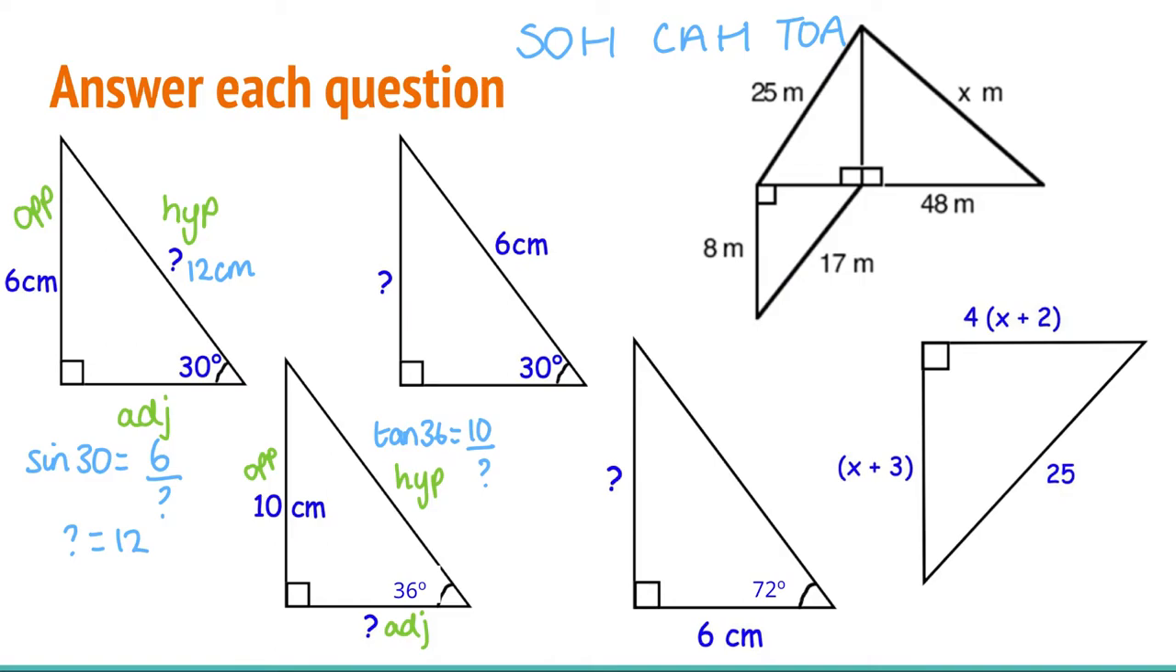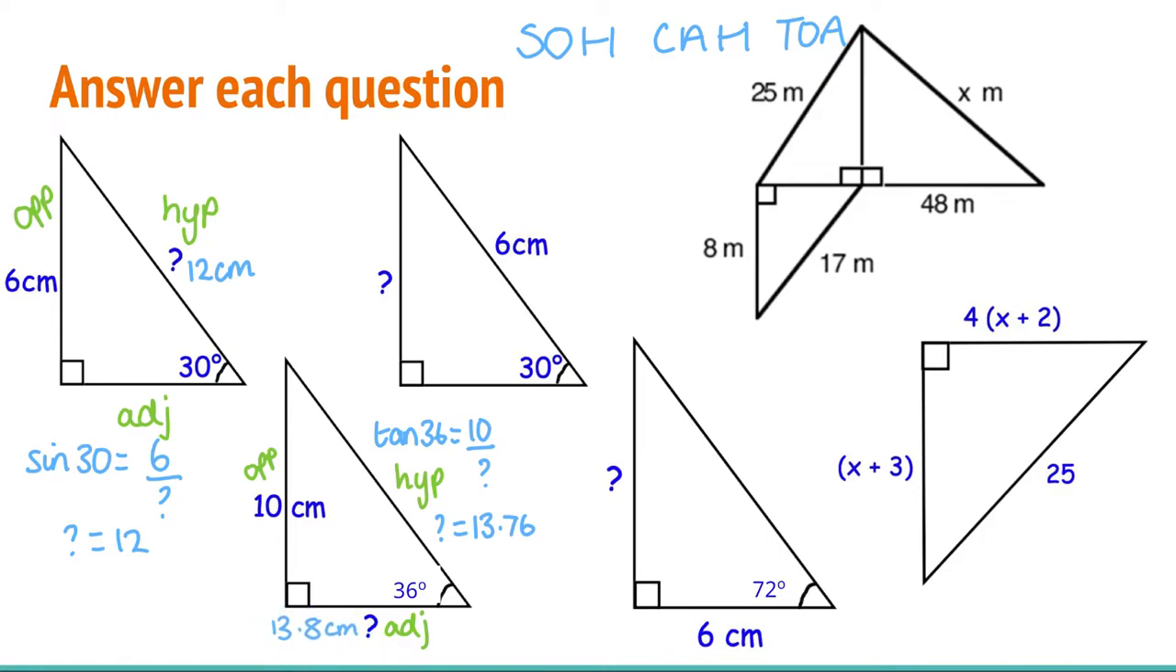Again, I can use my GDC and my NSolve to find what that length would be. So I find that it's 13.76. To three significant figures, it's 13.8 centimeters. Okay, so 13.8 centimeters there, and that is the adjacent.